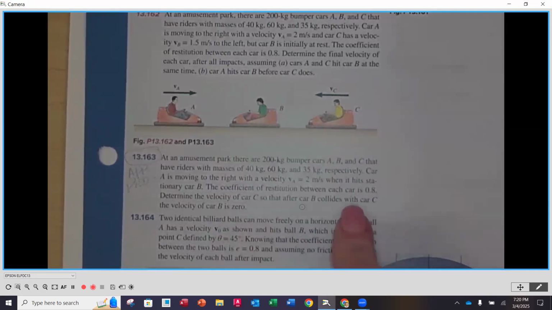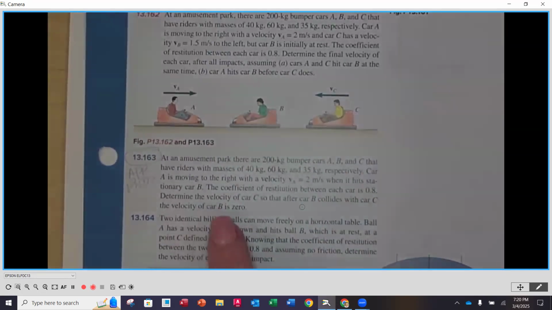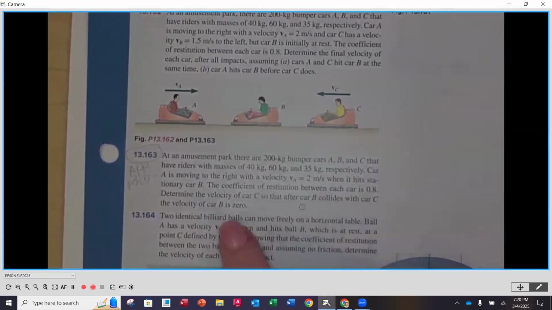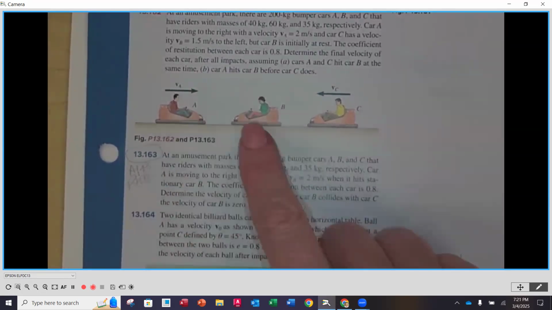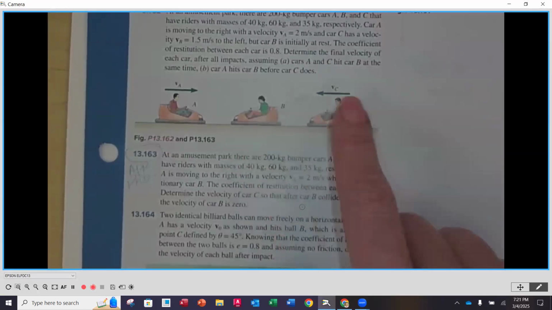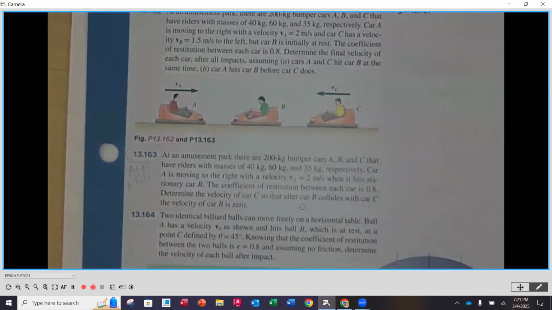I'm not going to read the whole thing, but you want to determine the velocity of car C so that after car B collides with C, the velocity of car B is 0. So it comes back to a stop. So A is going to hit B, C is going to hit B. And then what does C have to be in order for B to be 0? Kind of an interesting look at this. The problem that we did with those packages on the conveyor will help you with this process.